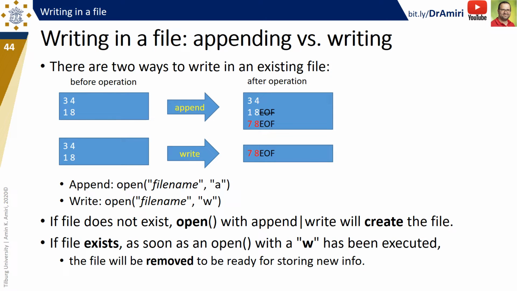However, if the file exists, as soon as Python executes the open command with W as the second argument, the file is going to be removed. The content of the file is going to be removed and it's ready to store the new content.